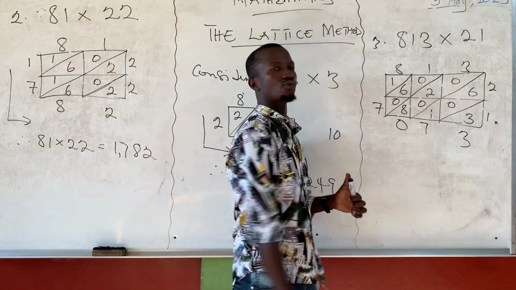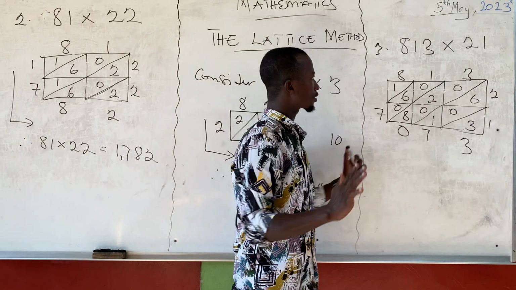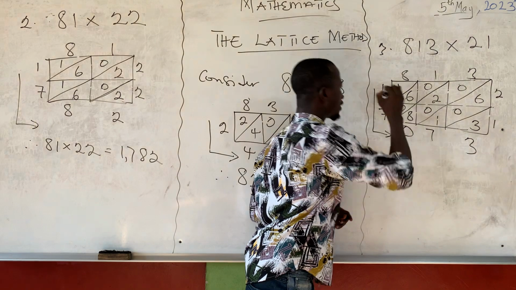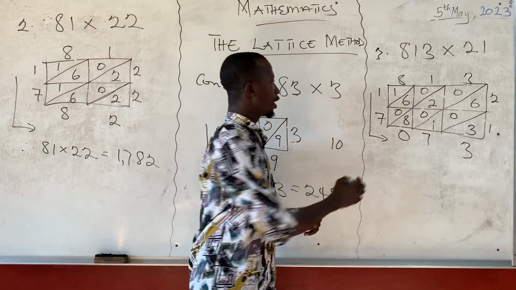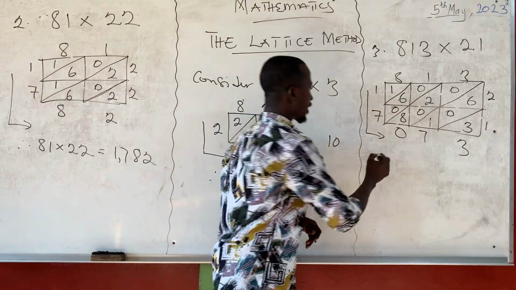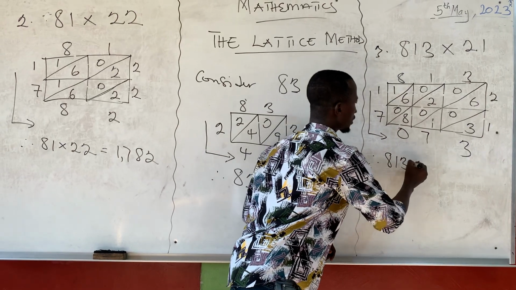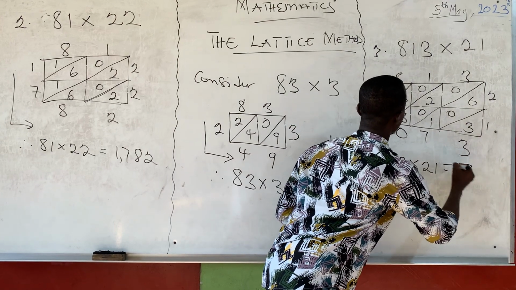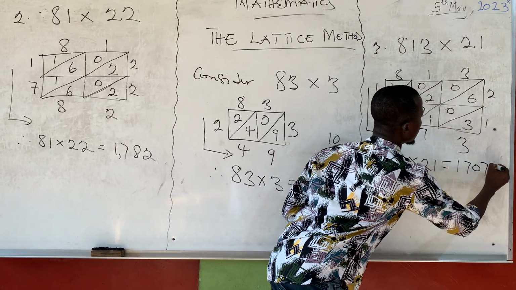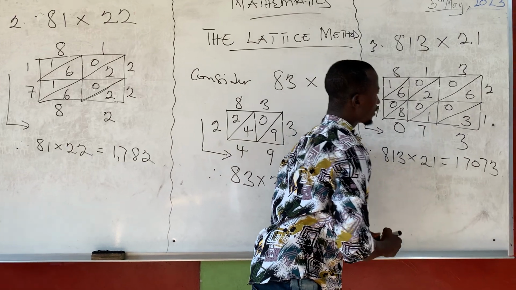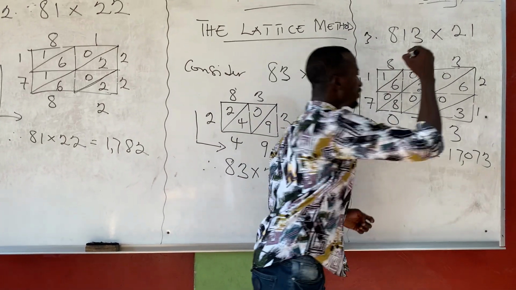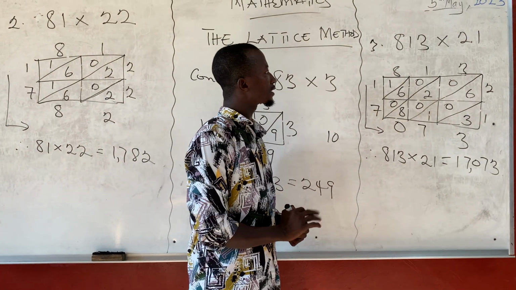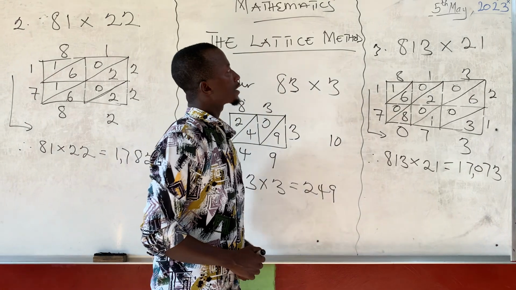Now we have the last one on top here. It is not there with any other number, so we just write the 1. When we finish like this, please look at the way we write the answers. You conclude that 813 times 21 is giving us 1, 7, 0, 7, 3. That is 17,073. So this is the third example.